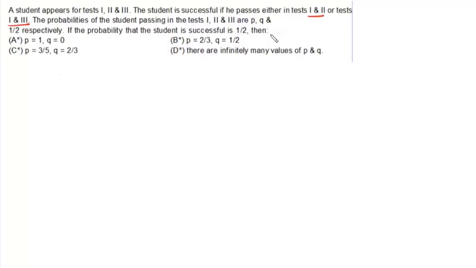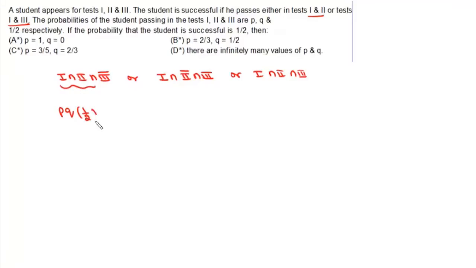Now the student will be successful if he passes in first and second and doesn't pass his third, or he passes first, doesn't pass second, but he passes third, or he passes all the 3 tests. Now all these probabilities, they are independent. So for the first one, passing the first, it is P, passing the second, it is Q, and not passing third is 1 by 2.